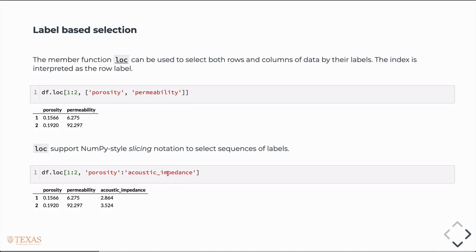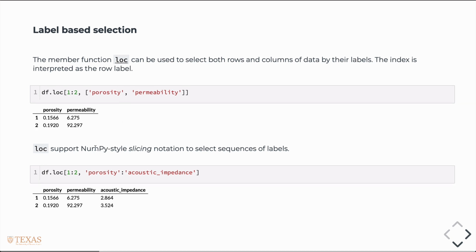We can do different types of label-based selection. So we can use the member function loc in this way to select not only the column, but the row number as well. So in this case, we're going to take the 1 and 2 index, so in this case, the index serves as the label. So we're going to take the 1 and 2 indexed row and take the porosity and permeability columns.